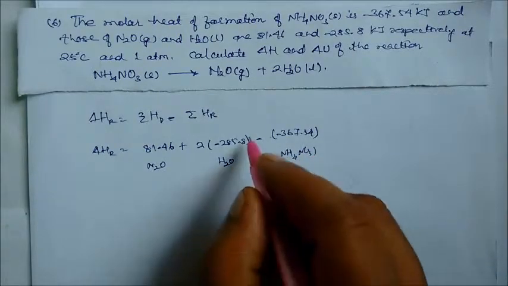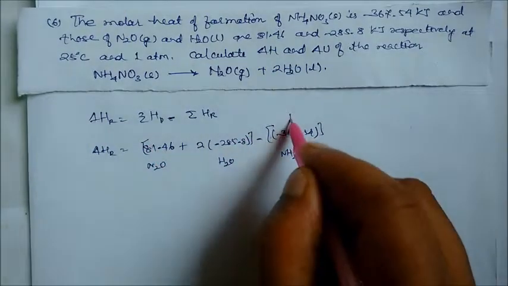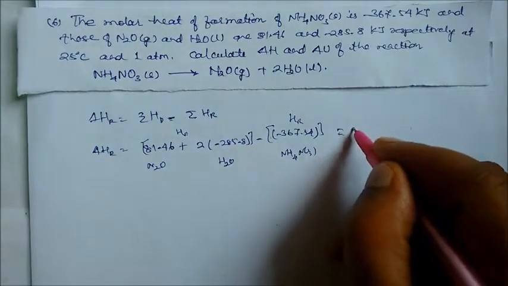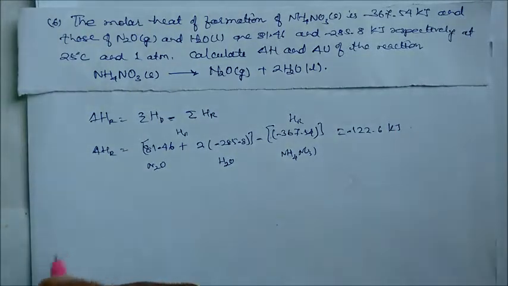Okay, so this is the heat of the product, and this is the heat of the reactant. So on solving we will get here minus 122.6 kilojoule. Now we have to find out the internal energy.